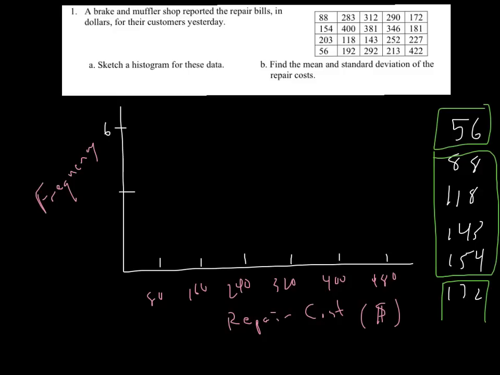Halfway between that, this must be 3. So 1, 2, 3, 4, 5, 6. That's good enough for our little setup here. And so now let's continue to fill this in.